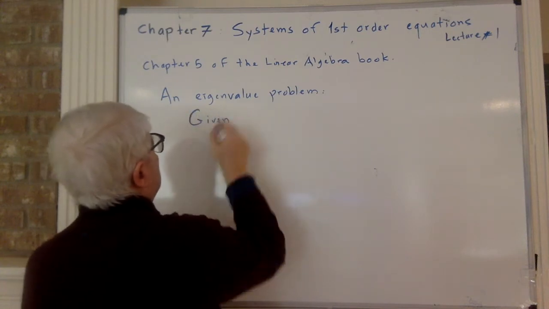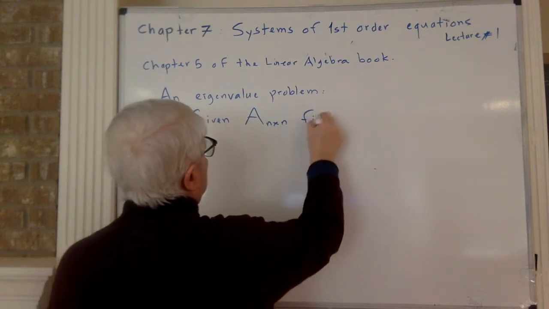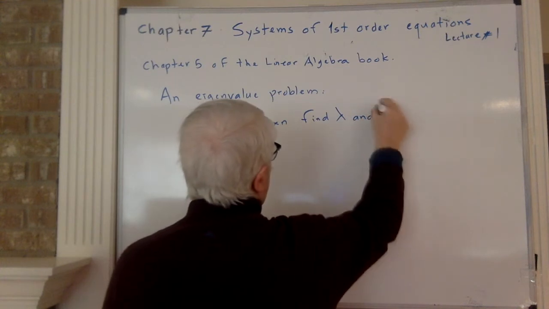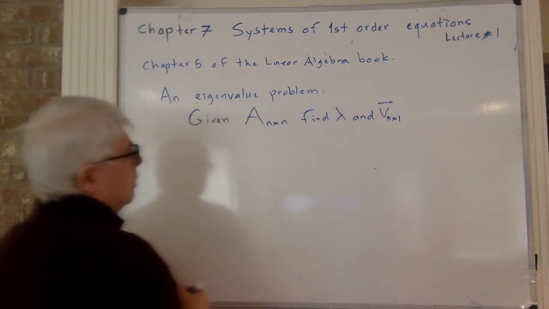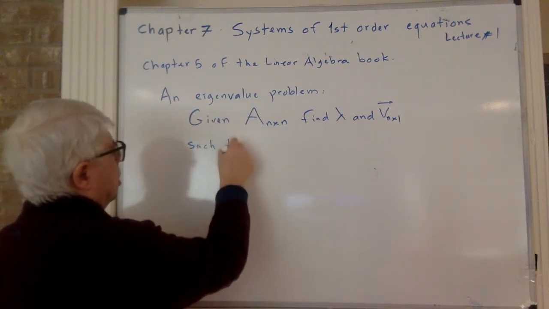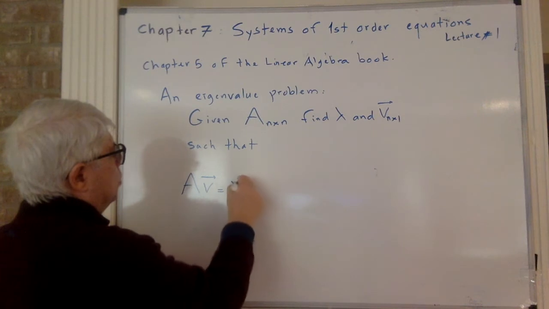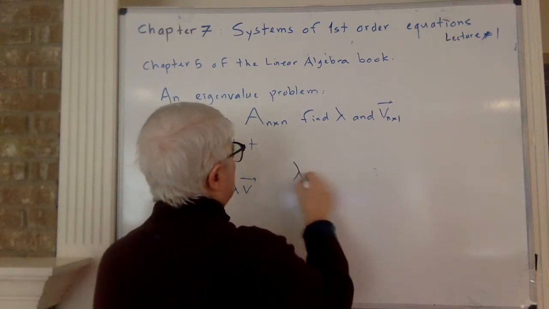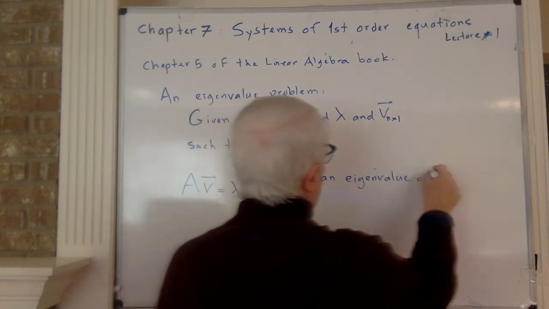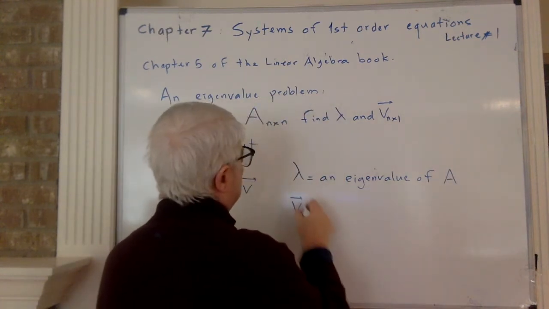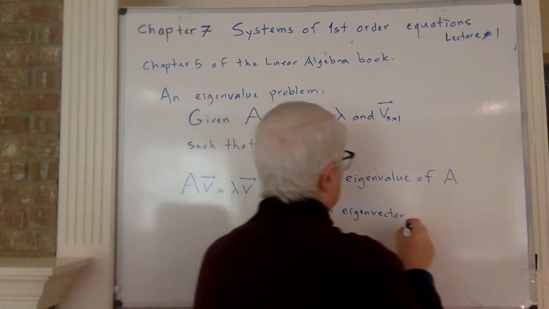Given A, which is n by n, find lambda and V, which is n by 1, such that AV equals lambda V. So lambda is called an eigenvalue of A, and V an eigenvector corresponding to lambda.